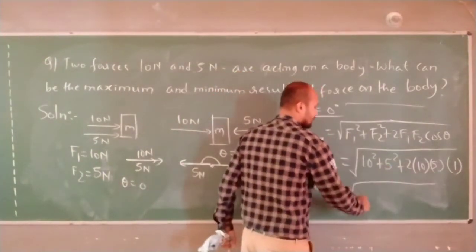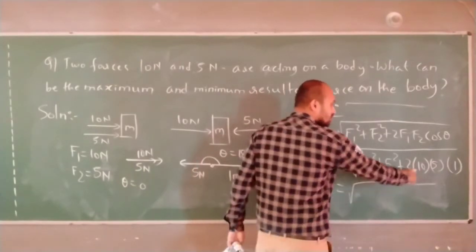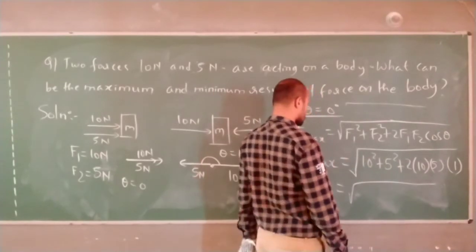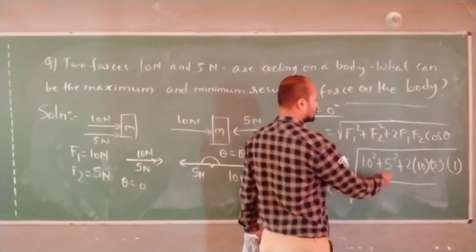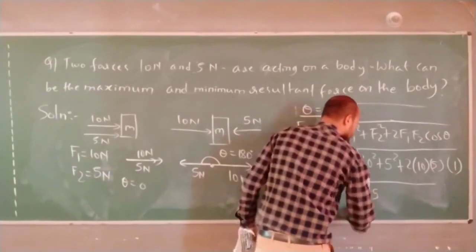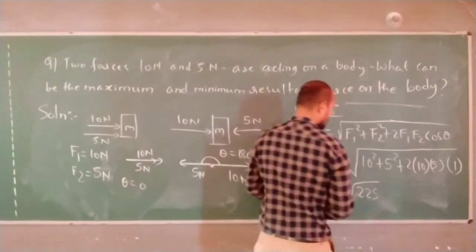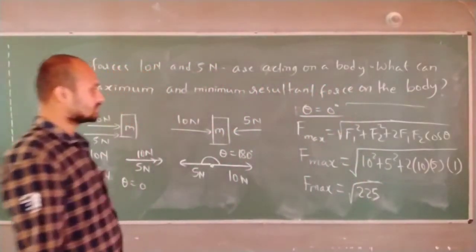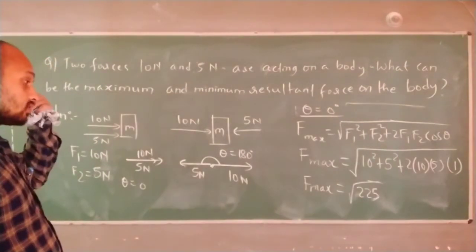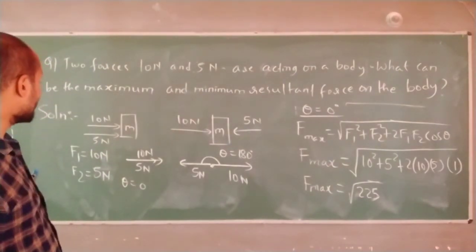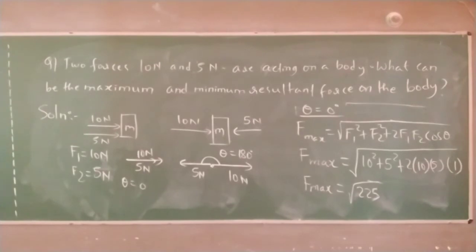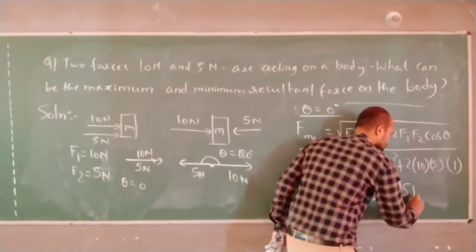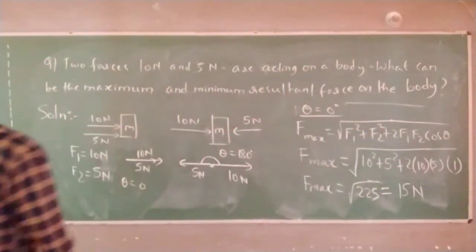What is that? This is 100 plus 25 plus how much? This is 2 into 5 into 10, 100. 200 plus 25, 225. This is root of 225. Correct now? How much is it? Is it root of 220? When it is 225, root of 225 is how much? This will be equal to 15 Newton. F max is 15 Newton.